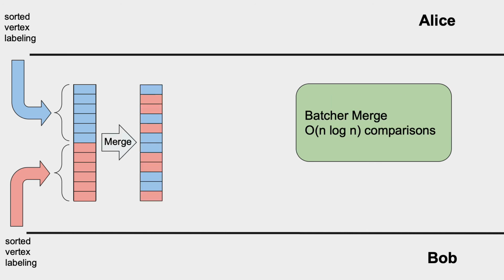After receiving the inputs, the garbled circuit merges the two sorted lists. Using a Batcher merge, which is the first step of Batcher's sorting network, this can be done in n log n comparisons. Note that in the merged form, any vertex that is shared by the two parties must occupy consecutive indices in the list. This will be important later on.